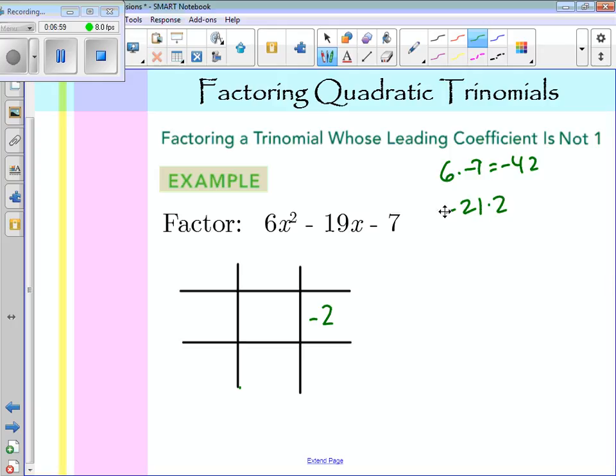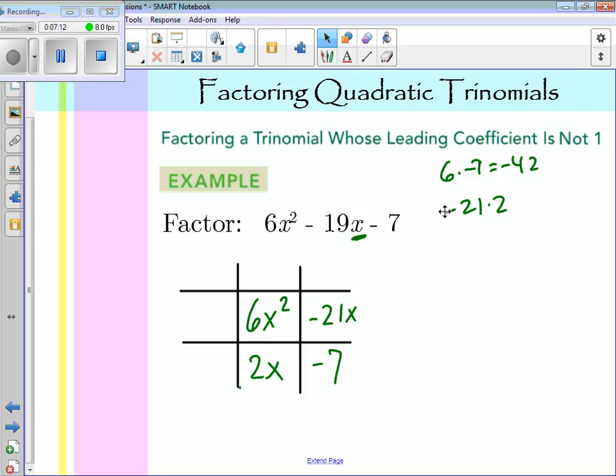And since the middle term has an x on it, we're going to put x on both of these. So the first term goes in the middle spot. The last term goes in the last bottom right. Take your greatest common factor out, bottom row, 1. Top row is 3x. First column, 2x. Last column, 7. And since both are negative, take a negative.